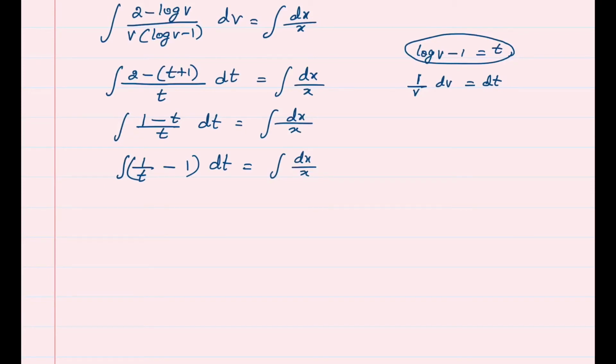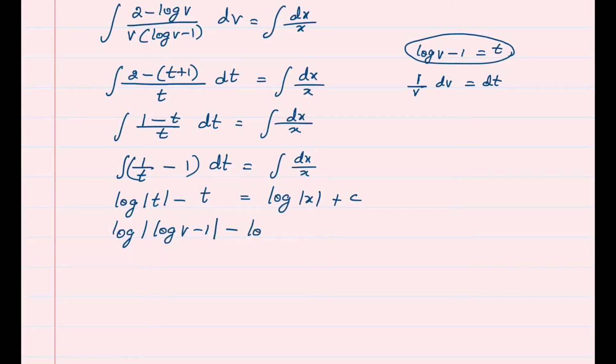Now, easily we can integrate. Integral of 1 by t is log of absolute value of t and integral of 1 is t equal to log of absolute value of x plus c. We will substitute for t. T is log v minus 1 equal to log of absolute value of x plus c. Since these terms are having log, we will write c term as log c.